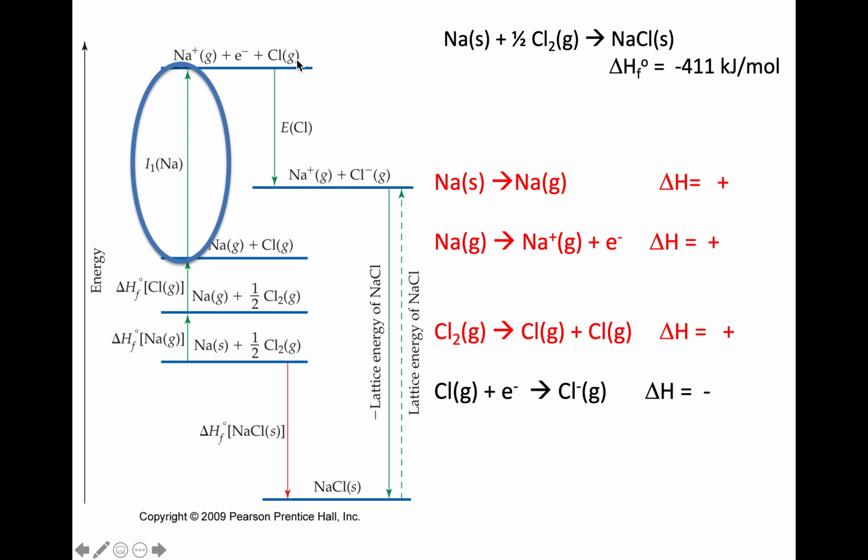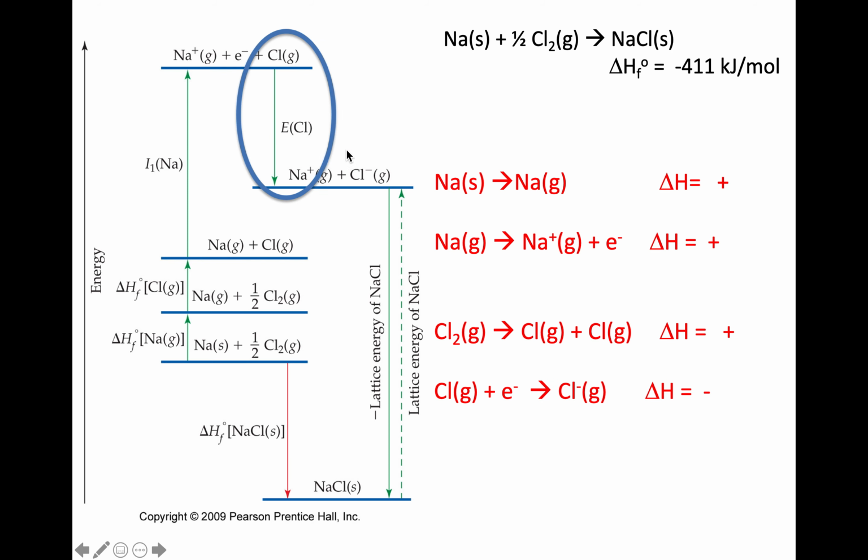What do we go from this plateau down to the next one? I see a Cl atom, I see a Cl minus. So what we've done is we've taken that electron and we've added it to the chlorine to make the chloride anion. That's the electron affinity.